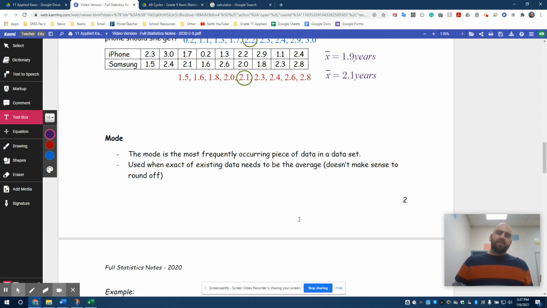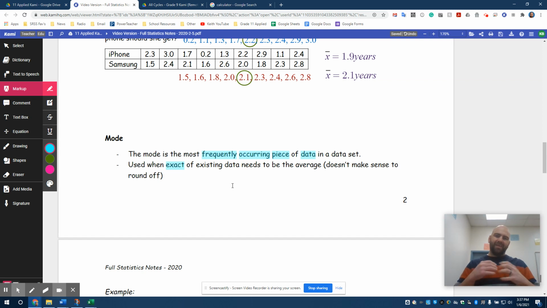The final one that we're going to take a look at is mode. This is our final measure of central tendency. The mode is the most frequently occurring piece of data in a data set. So this is the one that occurs most often. It's often used when the exact existing data needs to be the average, so it doesn't make sense to round it off.